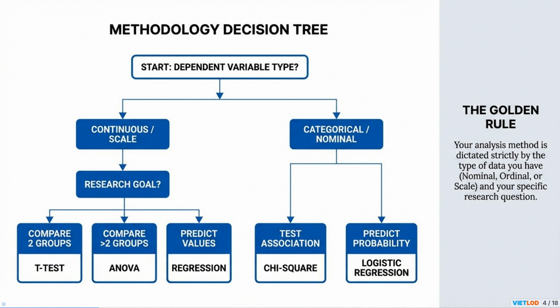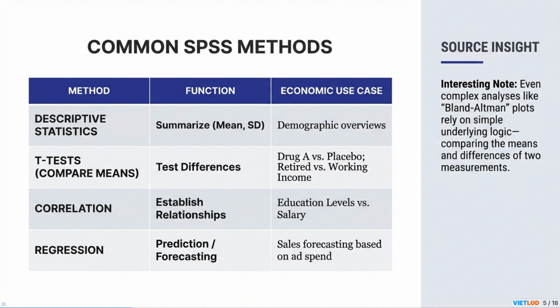As highlighted by the golden rule on the side, your analysis method is strictly dictated by the type of data you have, nominal, ordinal, or scale, and your specific research question.